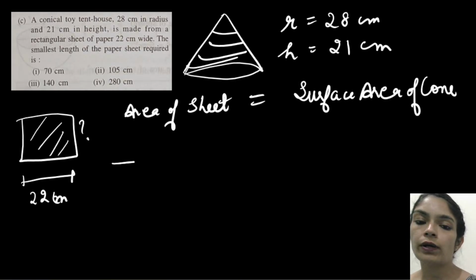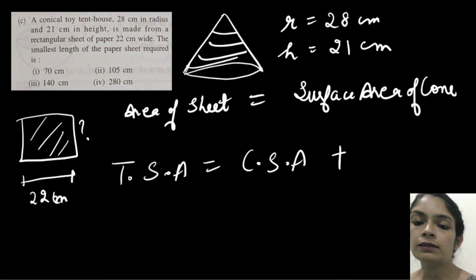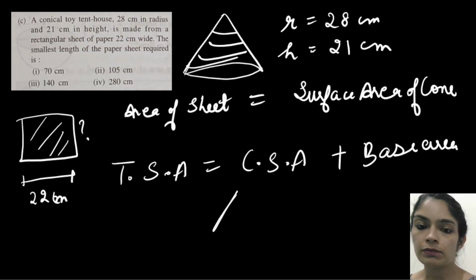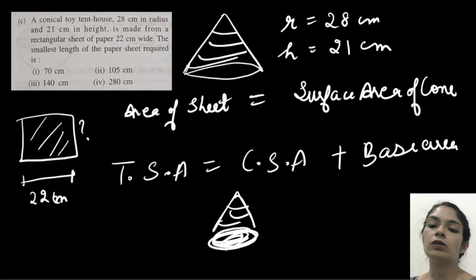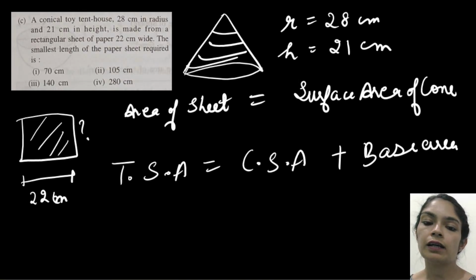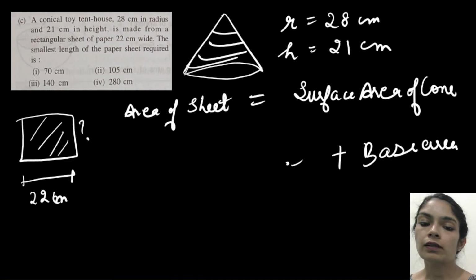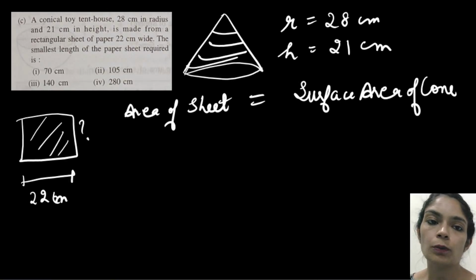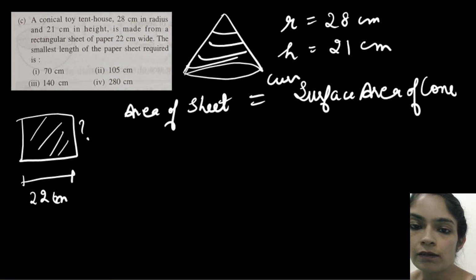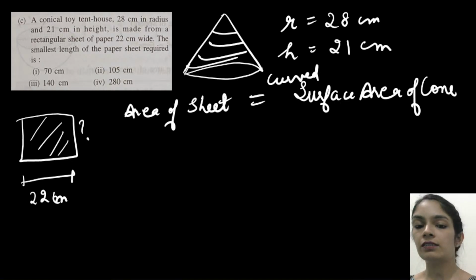Total surface area is what? Total surface area is nothing but curved surface area plus base area. That means the curved part is also there and the circular base is also there. But here when they are converting this toy, it is open from down. It's just made, it's a tent. Tent is open from down. So here we'll be only using curved surface area. Whenever a sheet is converted into any solid, the area of the sheet will be equal to the surface area of that solid.